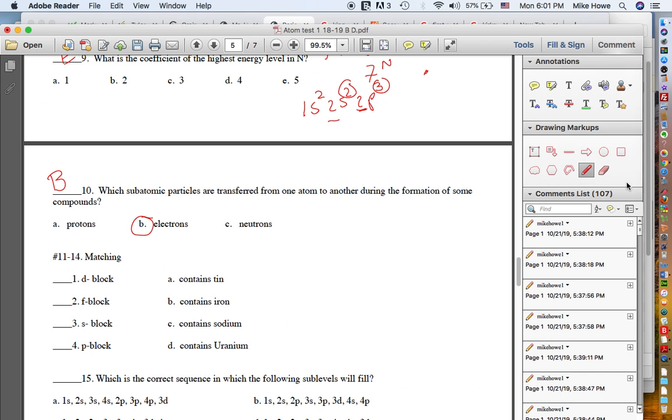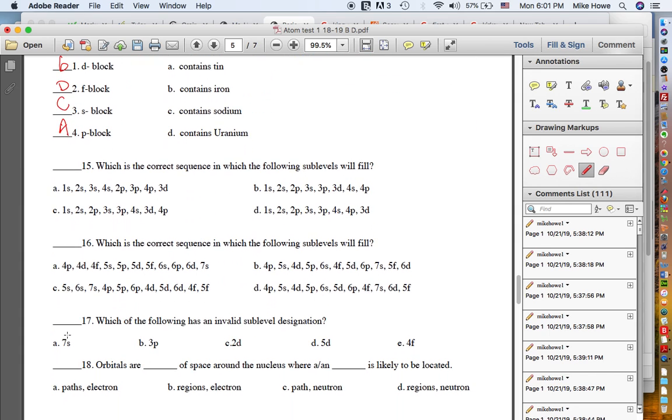So let's put in the answers. The D block, that had iron in it, so that was B. The F block had uranium in it, and that was D. The S block contained sodium, that's C, and the P block had tin in it, that was A.